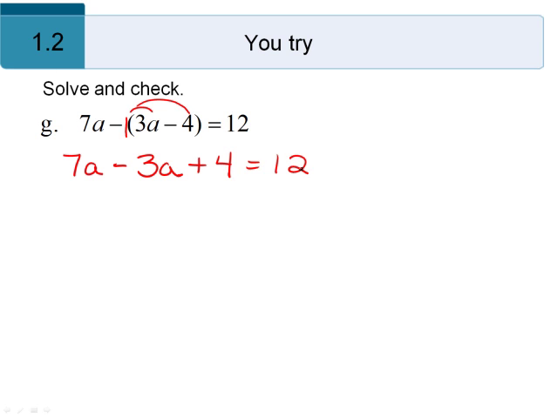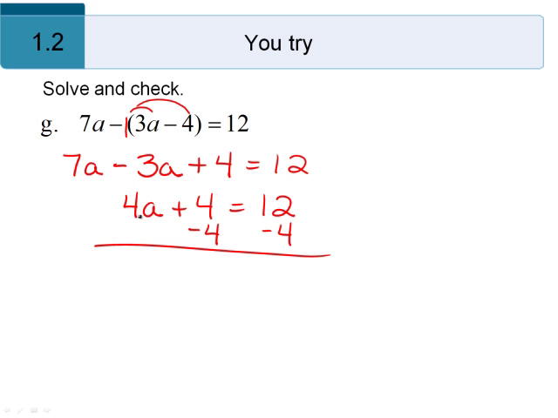And then equals 12. Now we've got like terms here on the left. 7a minus 3a would be 4a plus 4 equals 12. Remember, get the 4a term by itself, so subtract 4 from both sides, because we didn't have variables on both sides, only on one side, okay? So the 4a comes down, the 4's are canceled, and 12 minus 4 would be 8. And your last step, divide by 4, and so we have a equals 2. Nice answer.